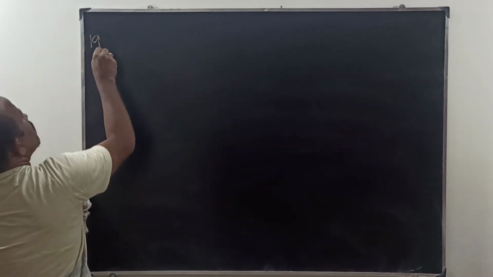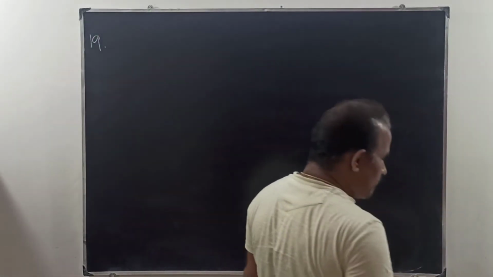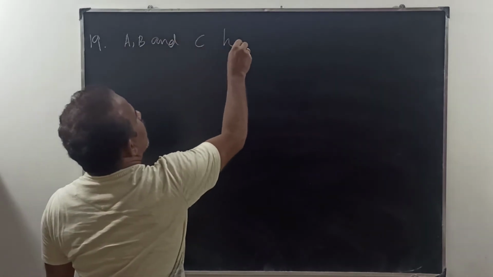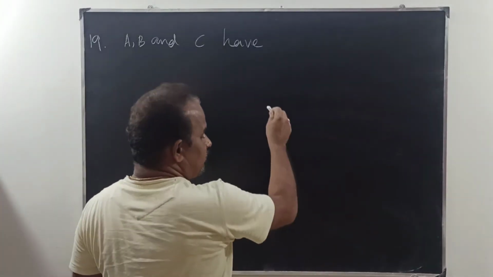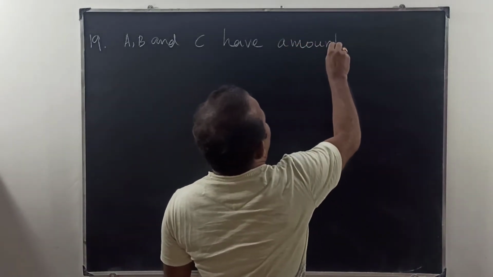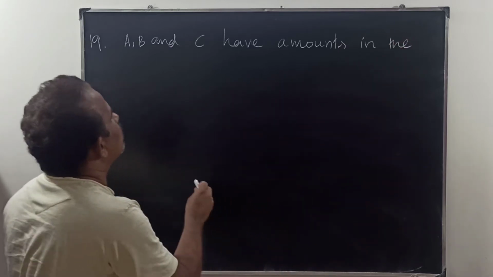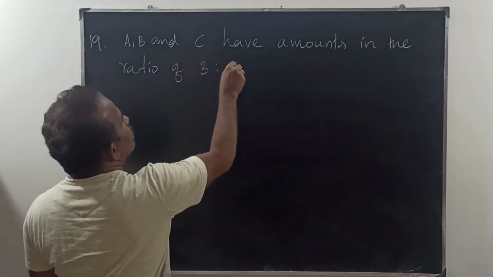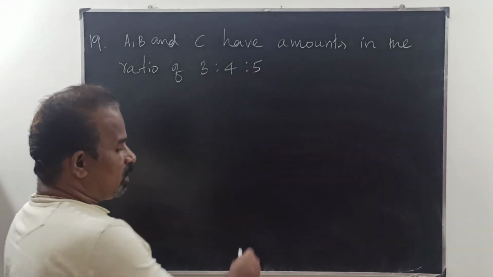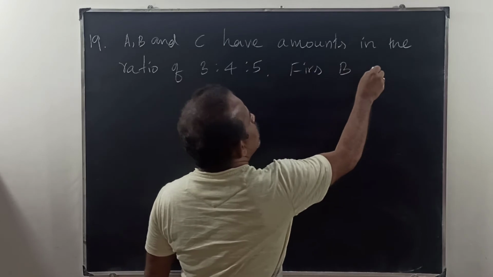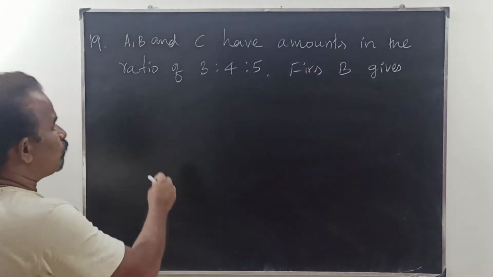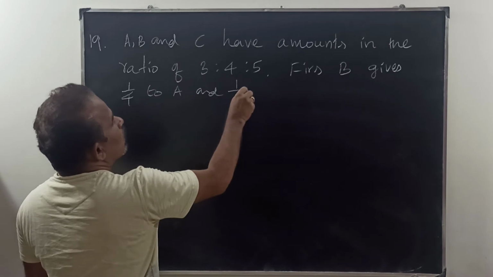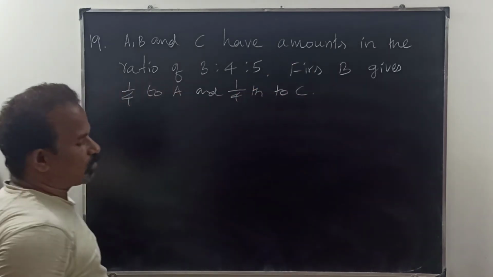The 19th sum is: A, B and C have amounts in the ratio of 3:4:5. First, B gives 1/4 to A and 1/4 to C.